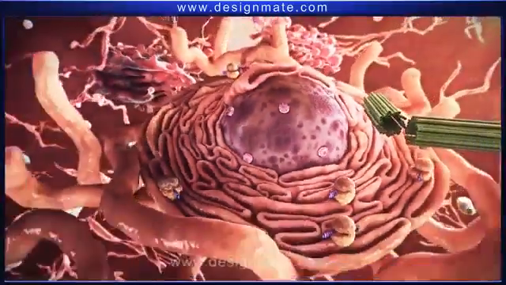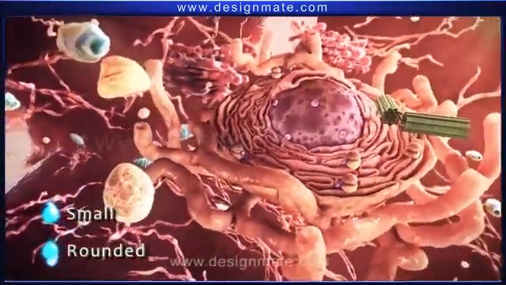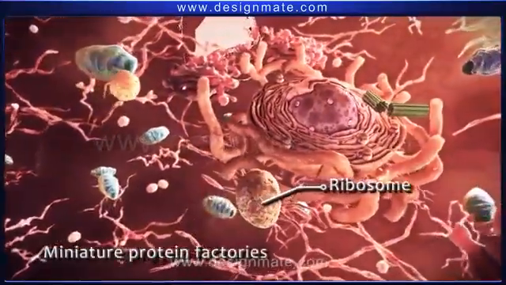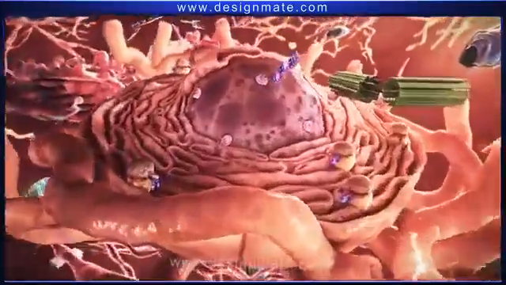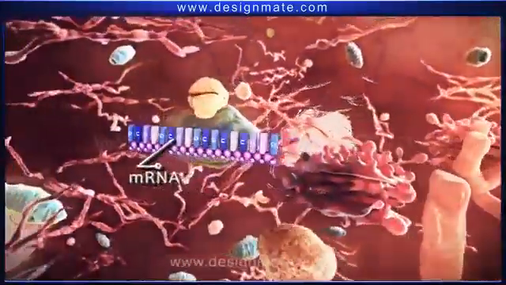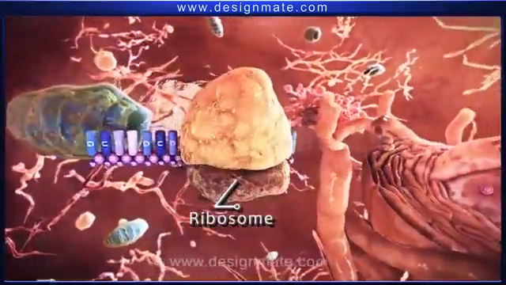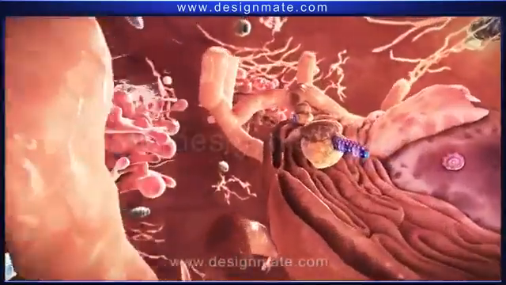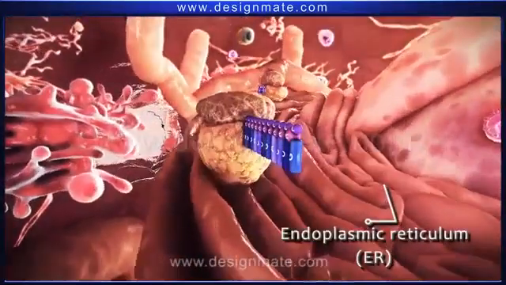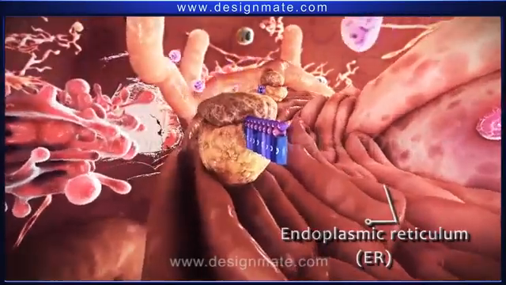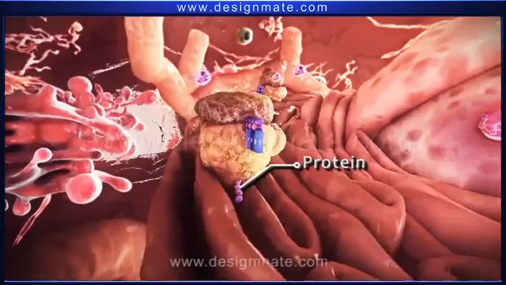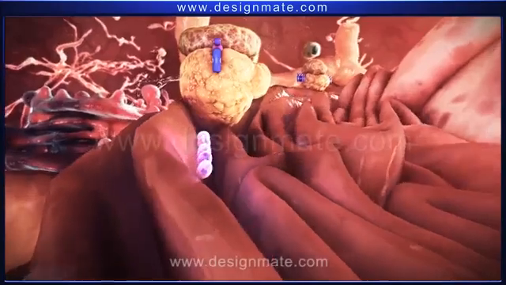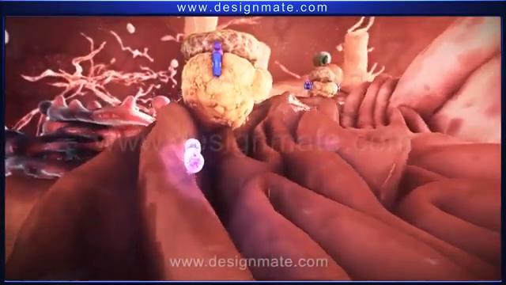Moving out of the nucleus, we see small, rounded structures called ribosomes. These are the miniature protein factories. The message for production of specific proteins comes via the mRNA. The ribosomes assemble around the mRNA. A few of the ribosomes attach to a system of membranes known as endoplasmic reticulum, ER, and start producing proteins. These proteins are needed for growth and many other cell processes.